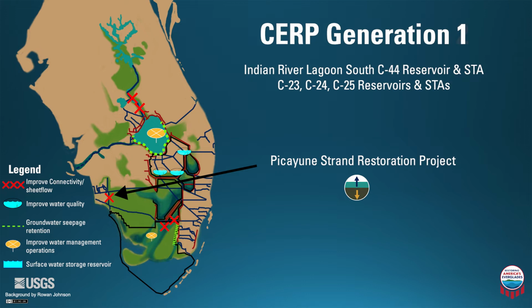Indian River Lagoon South C44 Reservoir and STA, C23, C24, C25 reservoirs and STAs. These projects will construct storage reservoirs, water quality treatment features, and natural storage areas in the north and south forks of the St. Lucie River to manage local basin and Lake Okeechobee inflows. These actions will reduce extreme fluctuations in Lake Okeechobee water levels, reduce damaging discharges to the St. Lucie estuary, improve water depths and flooding durations in Everglades freshwater and coastal habitats, and improve water quality.